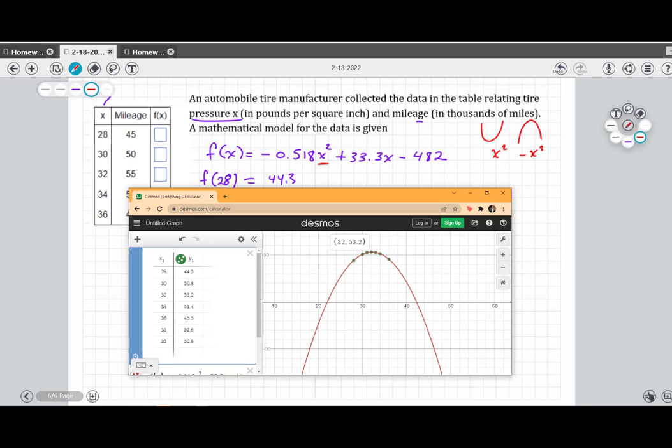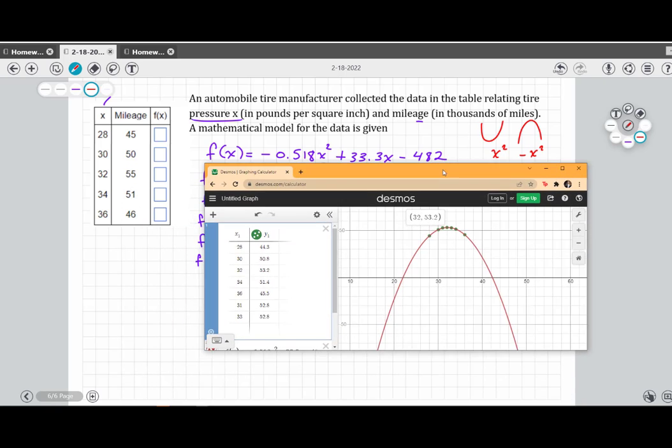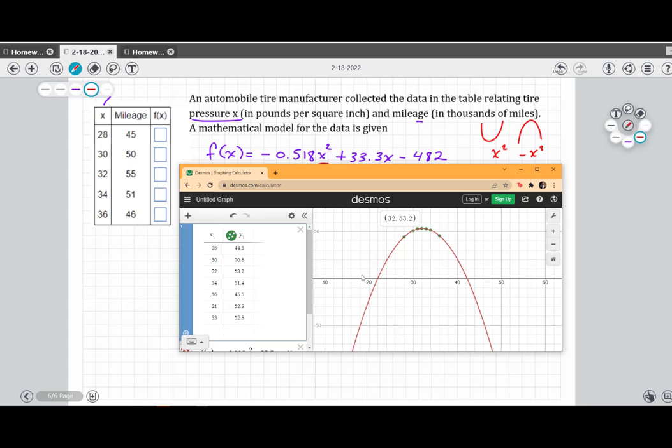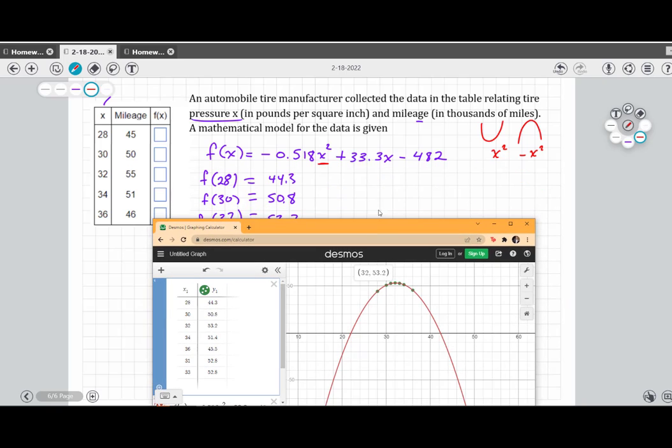And so this is the math side of it. What does that tell me? It looks like as tire pressure increases, mileage increases, but then it hits a maximum right here, and then it begins to decrease. And this is why it's really nice to be able to graph very quickly, why I like Desmos, to look at what you're actually solving.